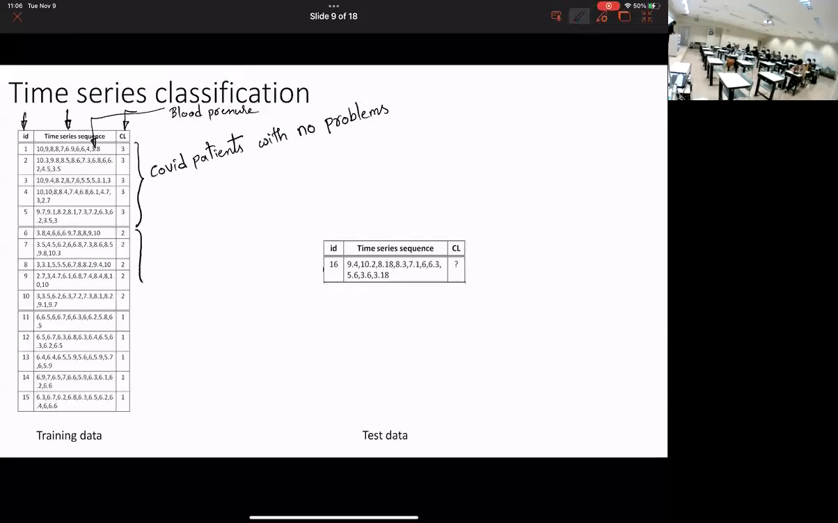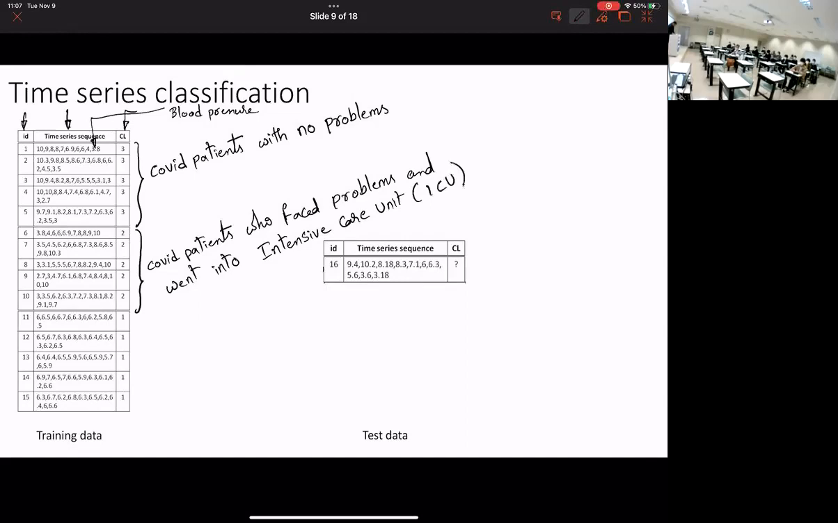If the class is 2, it means COVID patients who faced problems and went into the intensive care unit. Intensive care unit is when we put high oxygen and everything. So let us assume intensive care unit.